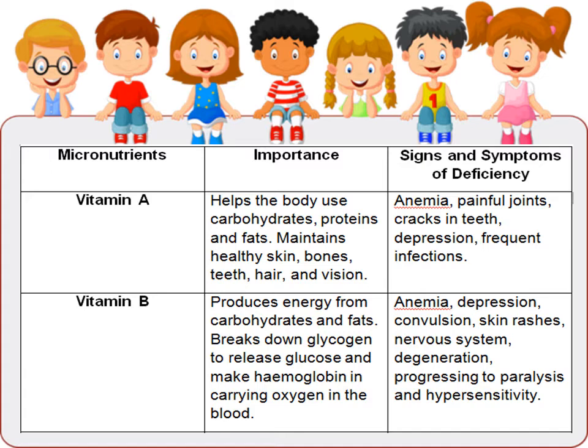Next, we have vitamin B. The importance of vitamin B: it produces energy from carbohydrates and fats. It breaks down glycogen to release glucose and makes hemoglobin for carrying oxygen in the blood. So, signs and symptoms of deficiency: anemia, depression, convulsions, skin rashes, nervous system degeneration progressing to paralysis, and hypersensitivity.